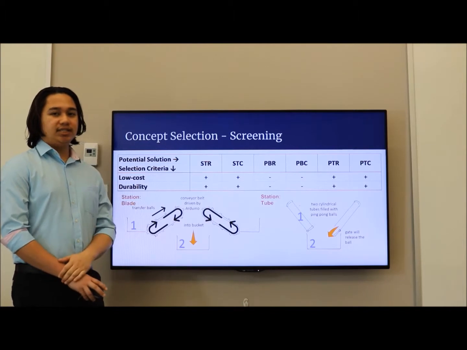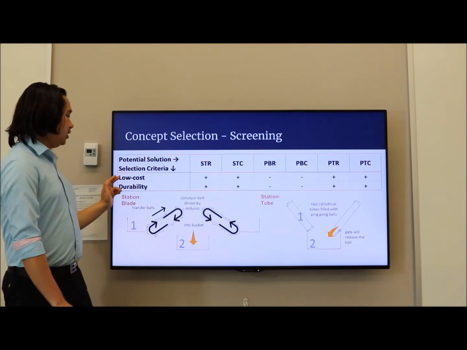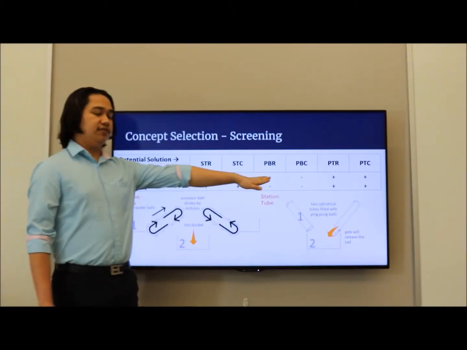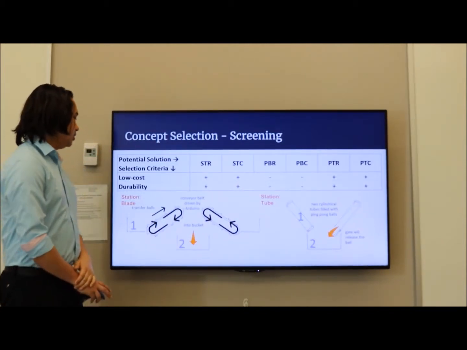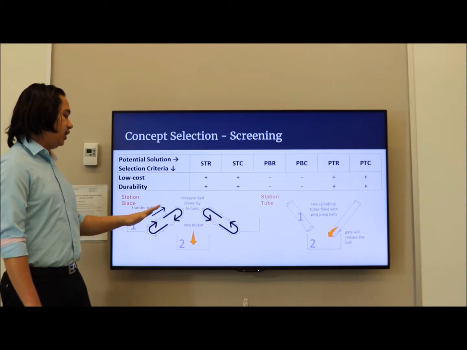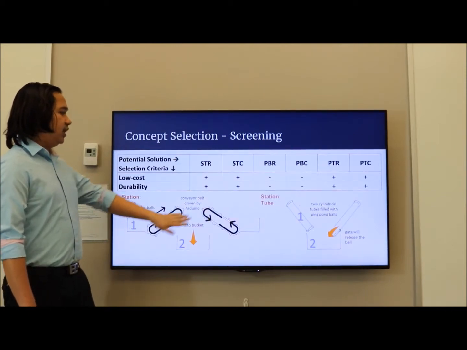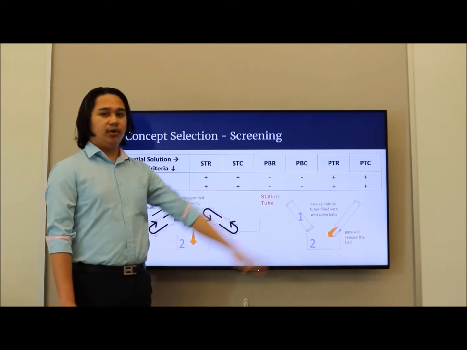Arduino motors are quite expensive, so that is why it received a negative point in low cost. And it also needs heavy maintenance, and that is why the durability of the PBR and PVC receive a negative point.